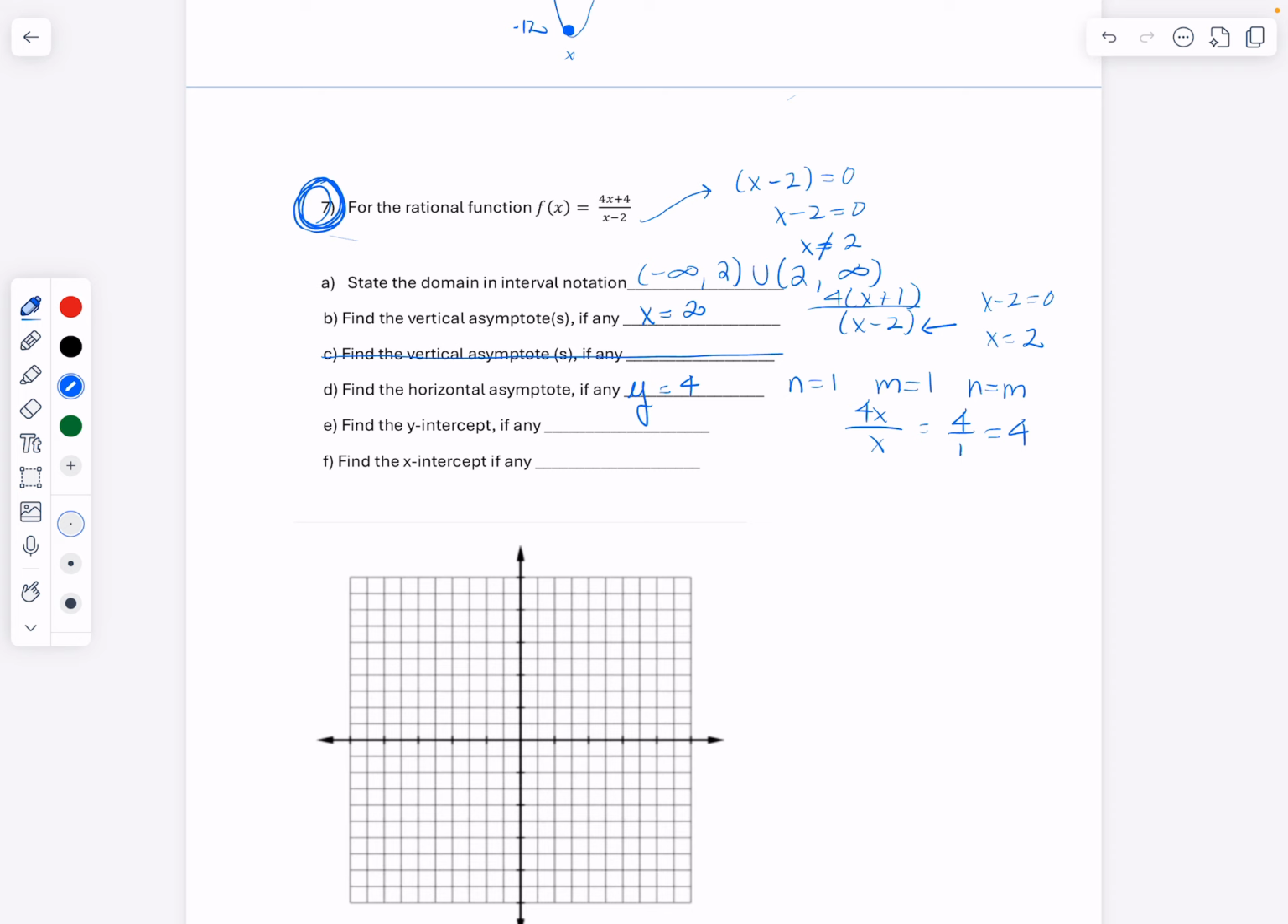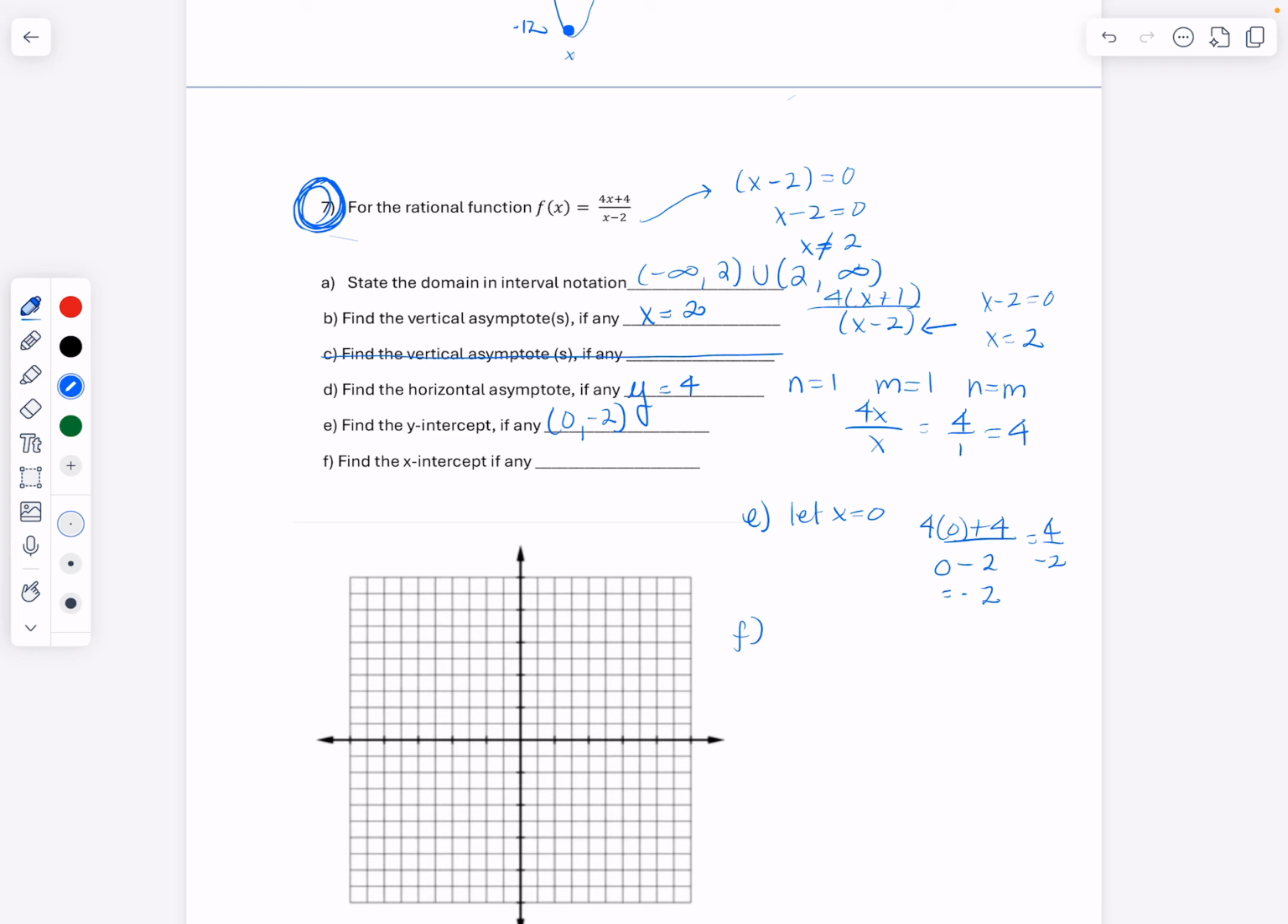All right, find the y-intercept if any. So for the y-intercept, I'm going to let x equal 0. And if I do that, I get 4 times 0 plus 4 over 0 minus 2. So 4 divided by negative 2 equals negative 2. So the y-intercept is 0, negative 2.